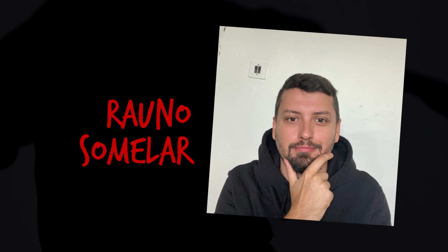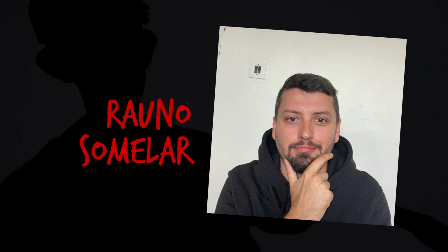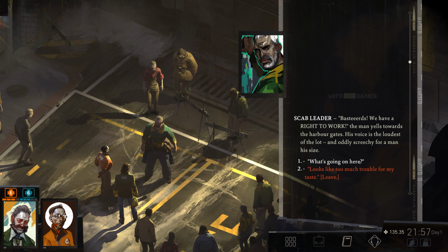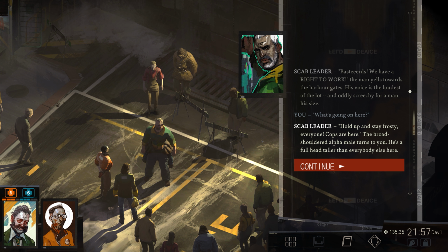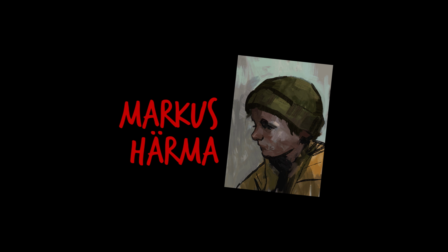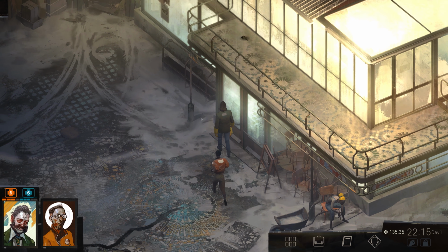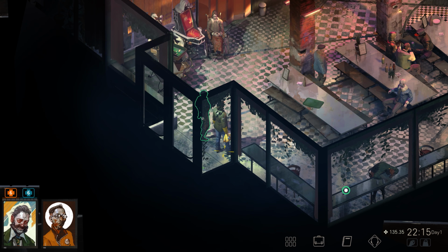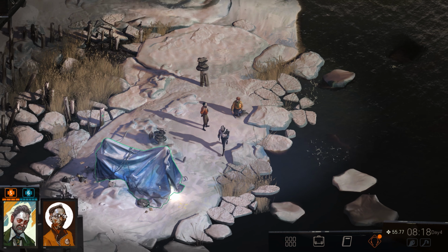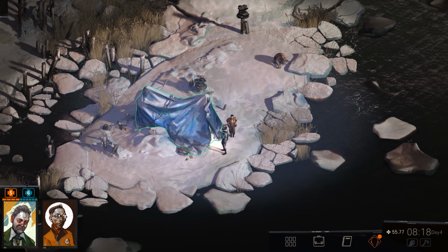Rauno Somelar was our 3D heavy cannon. He knew how to do 3D. Nobody else knew how to do 3D. Young Markus Harma was our junior artist. It's hard to pinpoint what he did. He helped out with a lot of stuff, and in the end he's a little bit all over the place. He did the loading screens, for instance. That's an image that he did, and he modeled a bunch of stuff.